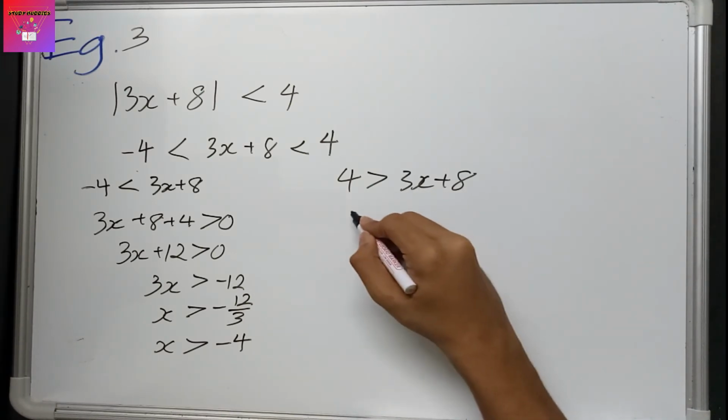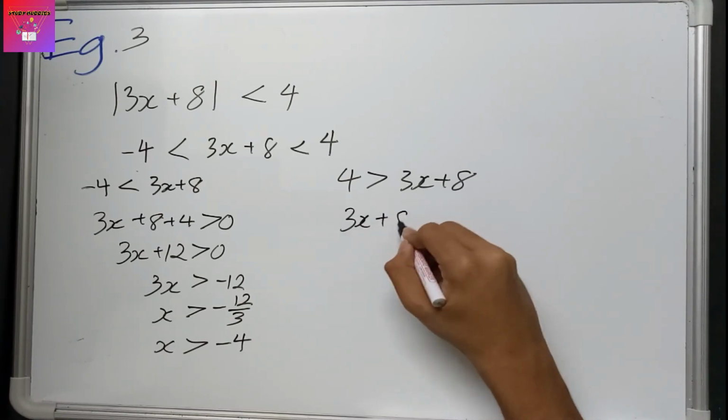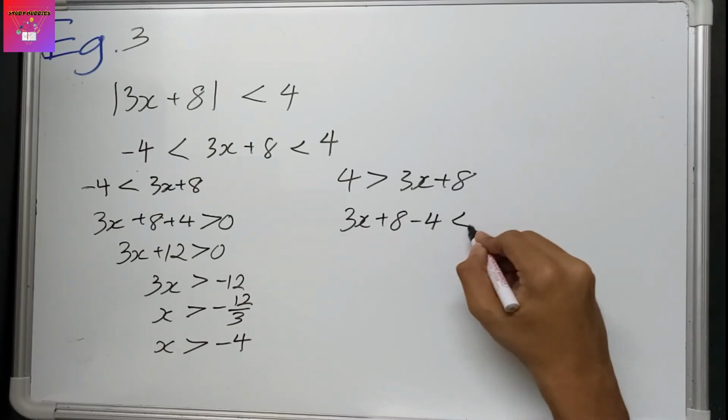Okay, so on the other hand, for this side, again do the same thing. We are going to solve it. So 3x plus 8 minus 4 is less than 0.